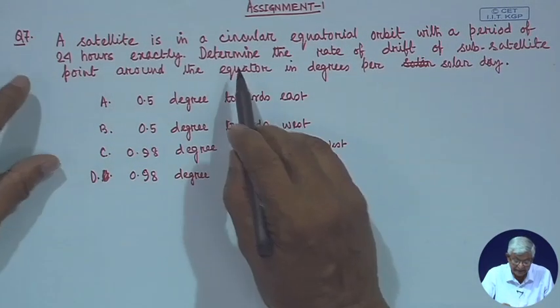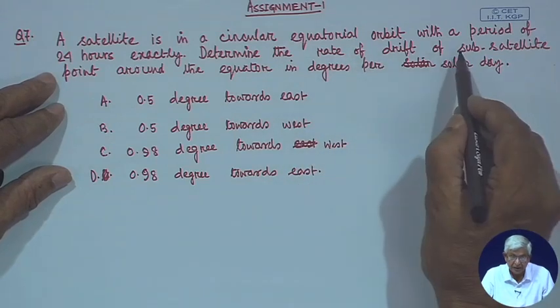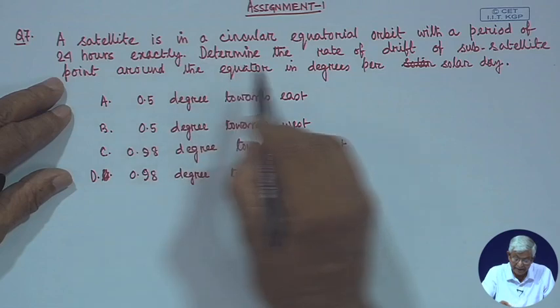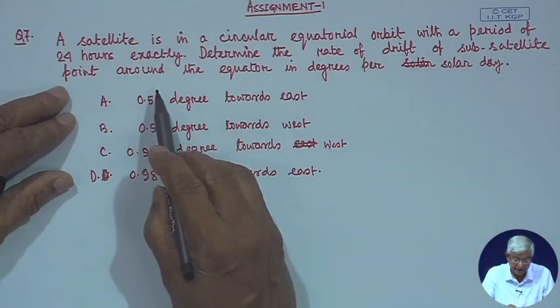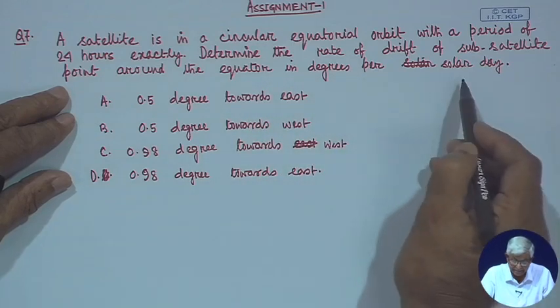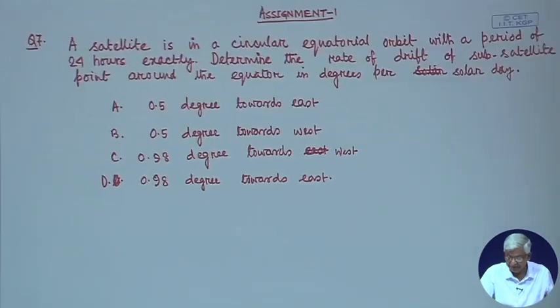A satellite is in a circular equatorial orbit, with a period of 24 hours exactly. Determine the rate of drift of the subsatellite point around the equator in degrees per solar day. This is a very simple problem.